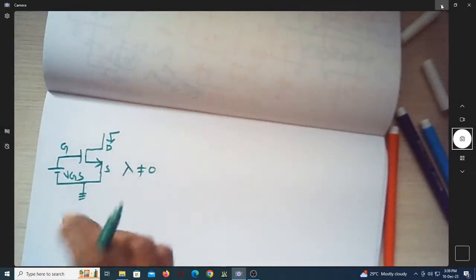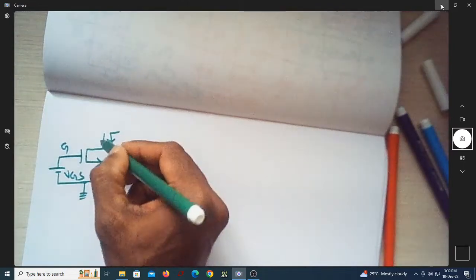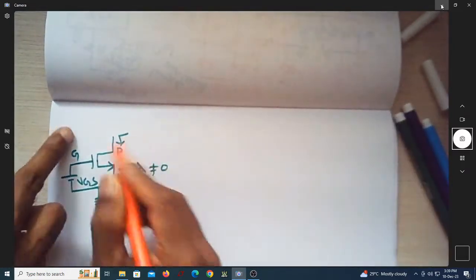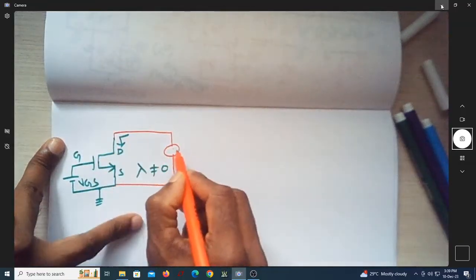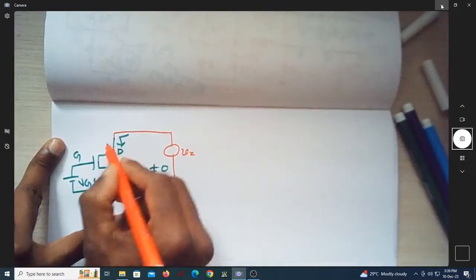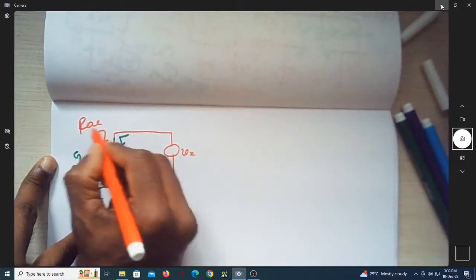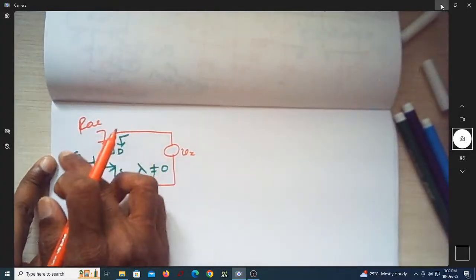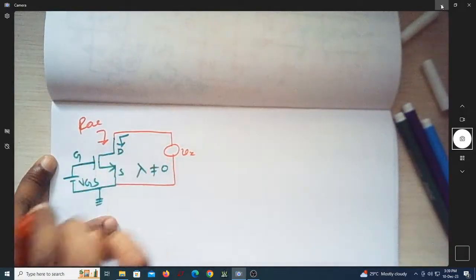If the MOSFET is in saturation, I want to know what is the resistance seen towards the drain side. For that, I will connect a dummy source of magnitude Vx. Now I want to measure RAC, that is AC resistance looking into the drain. Why is it AC resistance? Because I want to use this MOSFET for my AC analysis. So I want to see what is the resistance seen by an AC signal.